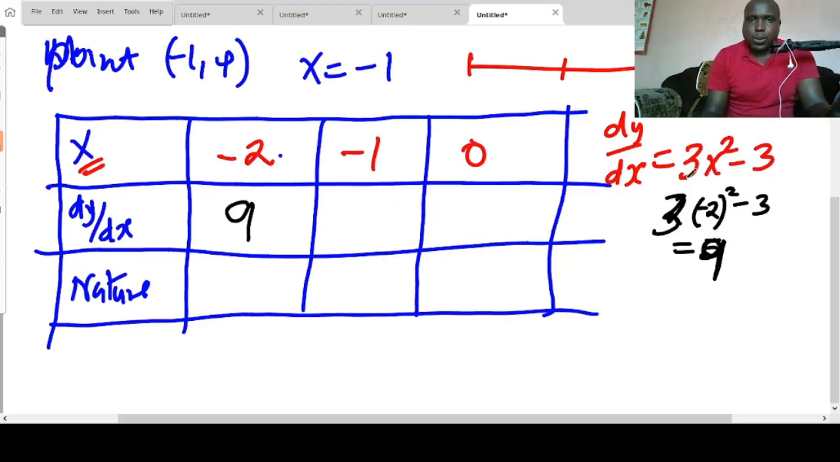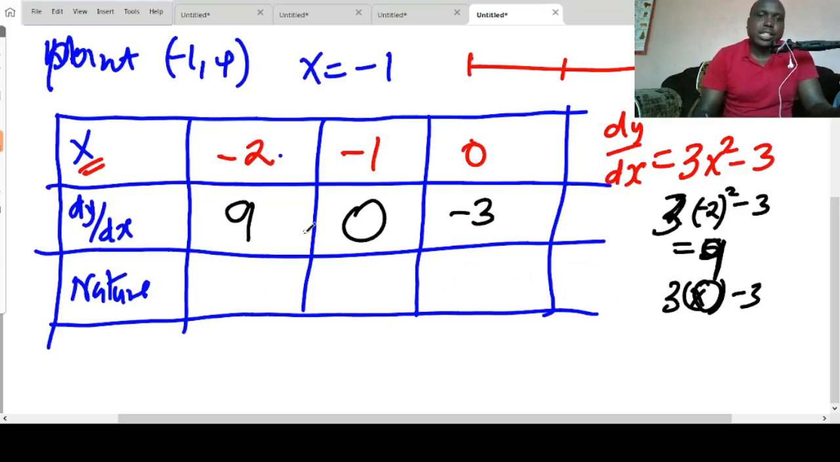If you substitute with -1 here, the answer is going to be 0. Here the answer will always be 0. And if we put 0 here, the answer is going to be -3. So you substitute 0: 3x squared, which is 0, minus 3. That is the answer.